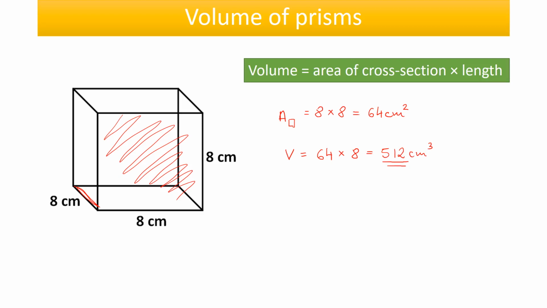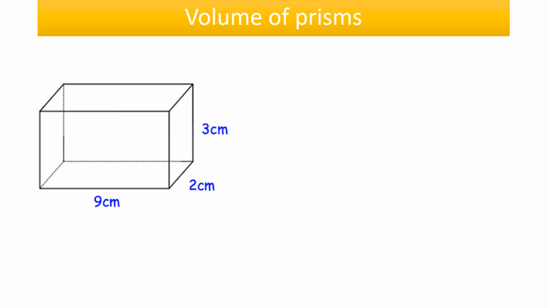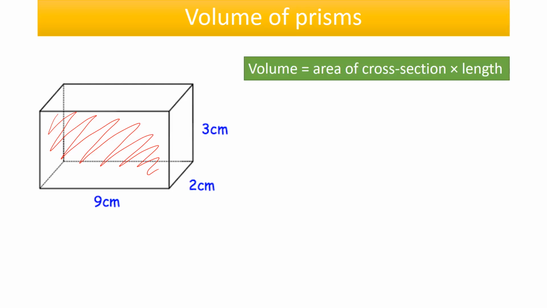Let's have a look at another example. This time we have a cuboid. Now I'm going to use this face as the cross section, and again we use the same formula for the volume. Now the cross section here is a rectangle. To find the area of the rectangle, we need to multiply the length by width. So that is 9 times, and now be careful, it's not going to be 2 because I'm looking at this rectangle here.